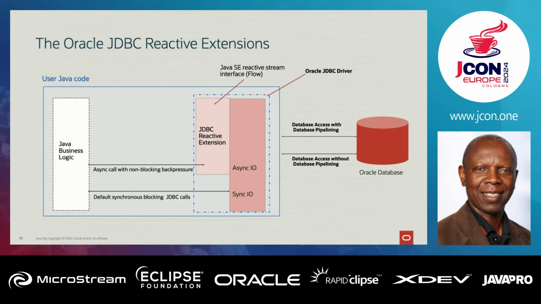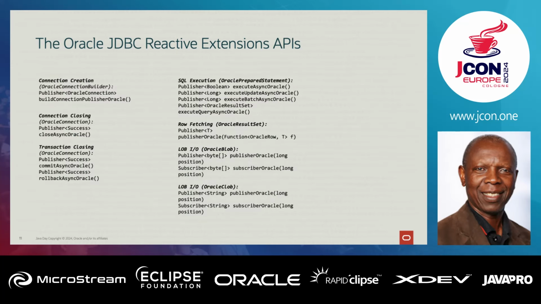Right, okay, so if I show you the API, and we are not the only vendor doing extensions to JDBC, Postgres and everybody extends the JDBC API because the API does not meet all the requirements. So we go after the JDBC API. If you look at the reactive extension APIs, it's exactly like JDBC with async Oracle at the end. If you look at execute async Oracle, execute update, execute batch, those mimic the JDBC APIs, and we added async Oracle.